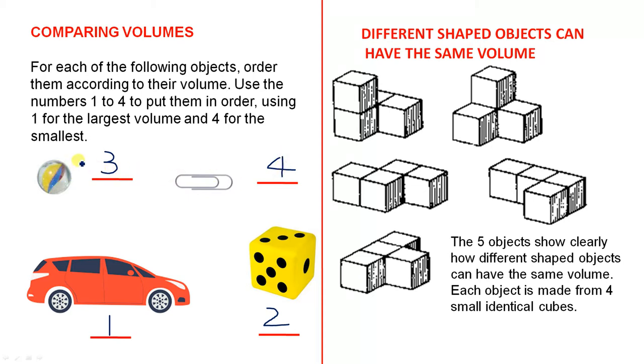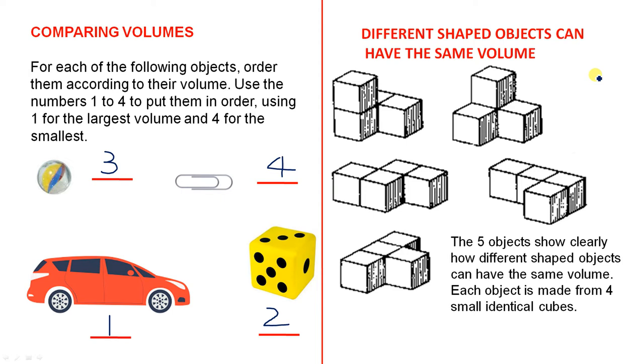For example, if you put this marble in a container of water, and you do the same with the paper clip, then the water would rise a lot more with the marble, but it wouldn't rise too much with the paper clip. So there's an example of how you can test that the volume of the marble is larger than the volume of the paper clip.